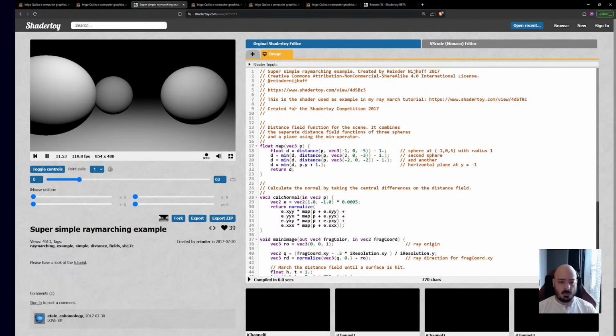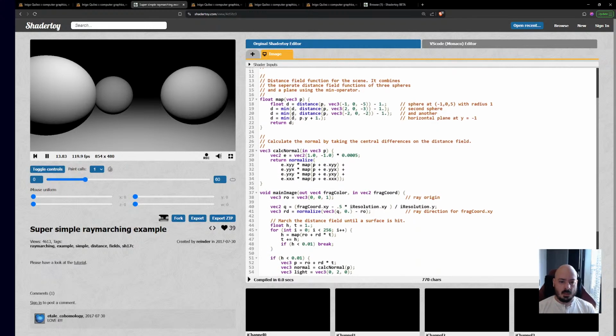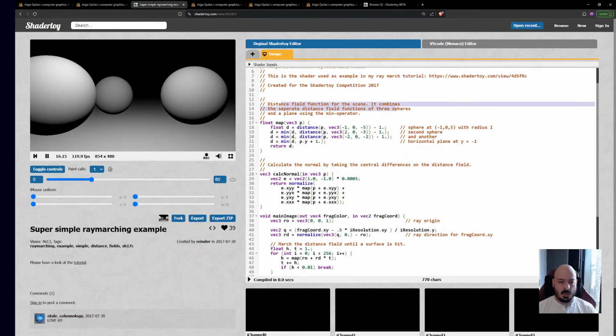Created for a 2017 Shadertoy competition. So I've got a map distance field function for the scene. It combines the separate distance field functions of 3 spheres and a plane using the min operator. Oh yeah, okay. So basically this is the scene. So all of the objects in the scene are being combined using min. I know about this already. And this function here is the sphere distance calculation, and then this is the plane, I guess.